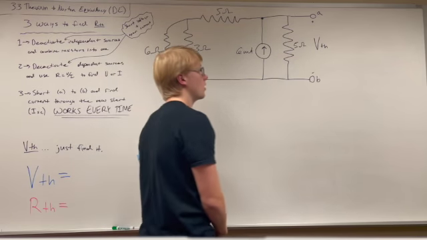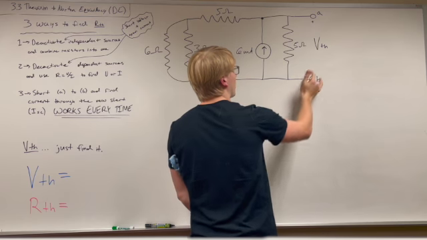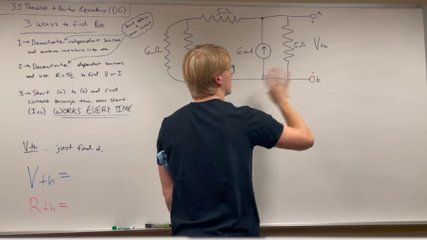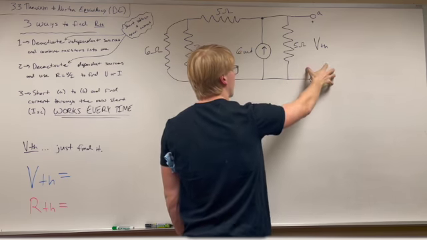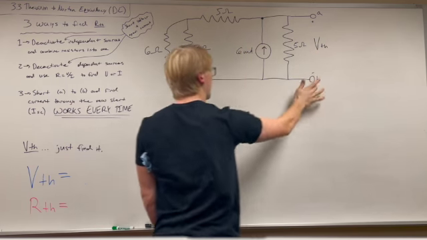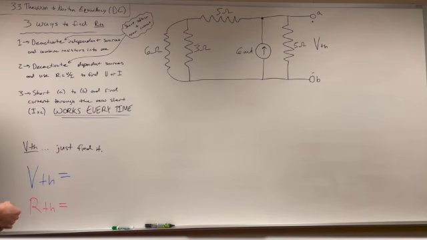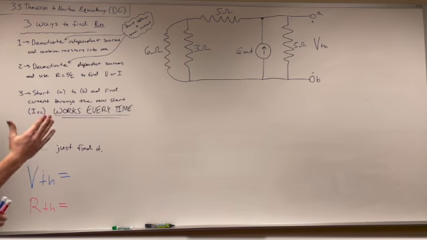I made some extra wires, right? A and B are just extra wires, there's no branch, so it doesn't affect the circuit, but we're going to find the Thevenin voltage across A and B. And we're going to find the total resistance of that circuit as well, which is going to be R Thevenin.